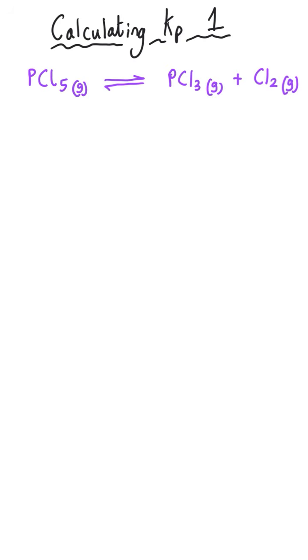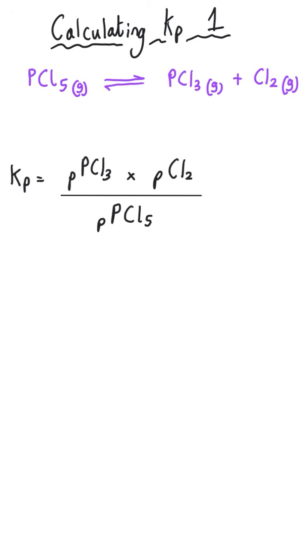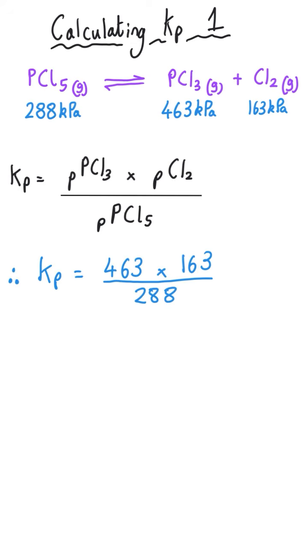When you're calculating a value for Kp, you of course need to have the Kp expression. So if we consider an example here where we've got PCl5 turning into PCl3 and chlorine, and the partial pressures are 288 kilopascals for PCl5, 463 for PCl3, and 163 for Cl2. We can actually calculate a value for Kp very easily here by substituting in those values that I've just said for each of the individual chemicals. Having done that, we get a value of 262 for our Kp.